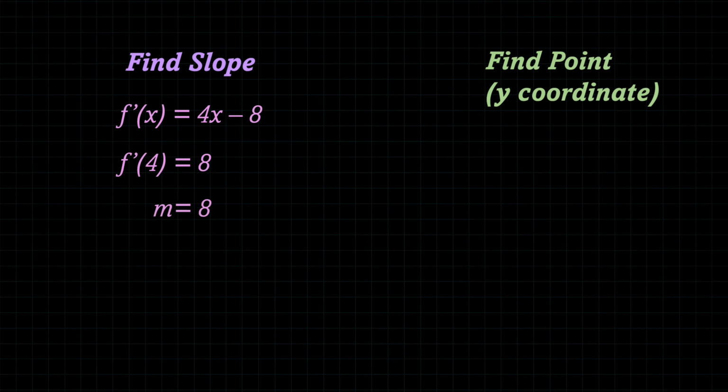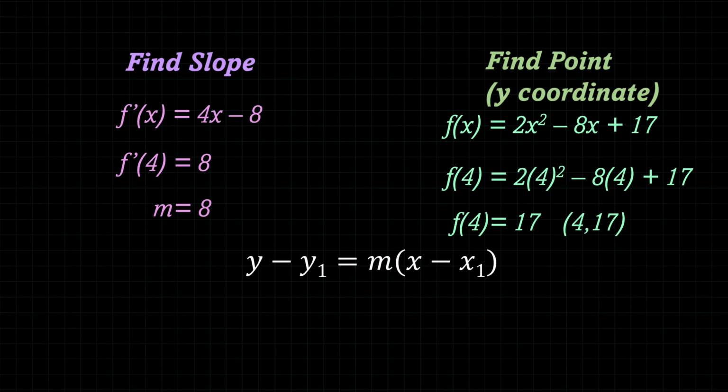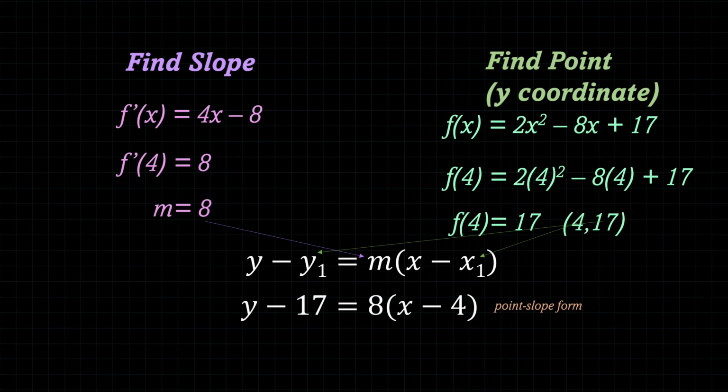Okay, what about finding a point? When we're trying to find the y coordinate of a point, we don't look at the derivative ever. We always look at the original function. And since we know the x value is 4, we plug in 4 into the original function to get a y coordinate of 17, which means our point has an x coordinate of 4 and a y coordinate of 17. Now we can plug this point and slope into my point-slope form. By doing that, it will look something like this, which you could leave as an answer if they want point-slope form, or you can simplify it and isolate y to get it to look like the slope-intercept form.